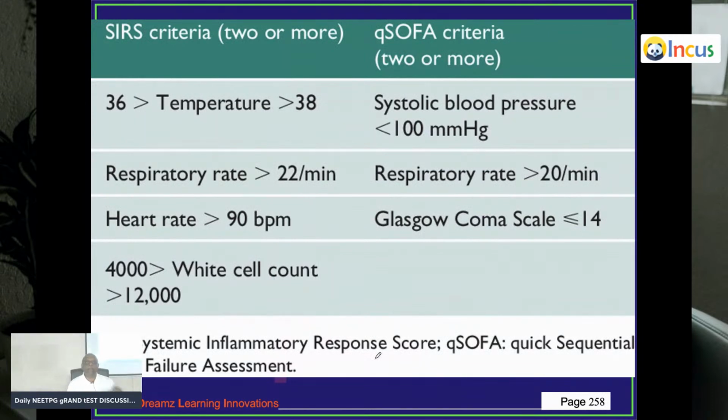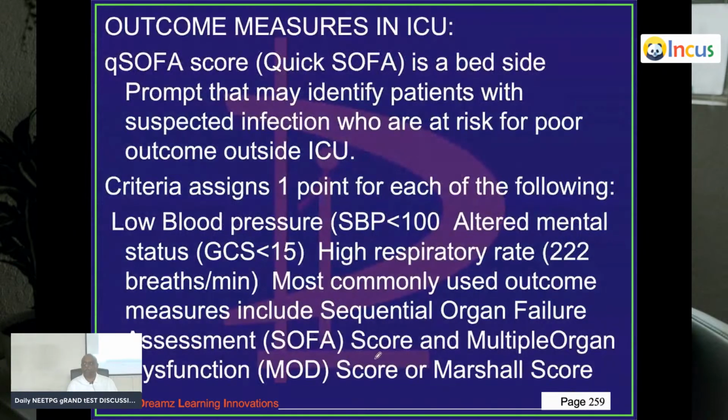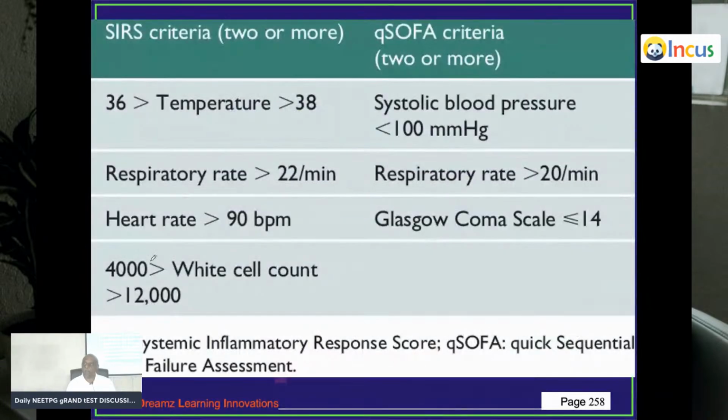So fundamentally, whenever there is sepsis, what is qSOFA? It's called quick SOFA, a bedside tool to identify those patients who are having sepsis, what their outcome is going to be in ICU. So systolic BP less than 100, respiratory rate more than 20, and Glasgow Coma Scale less than 14.